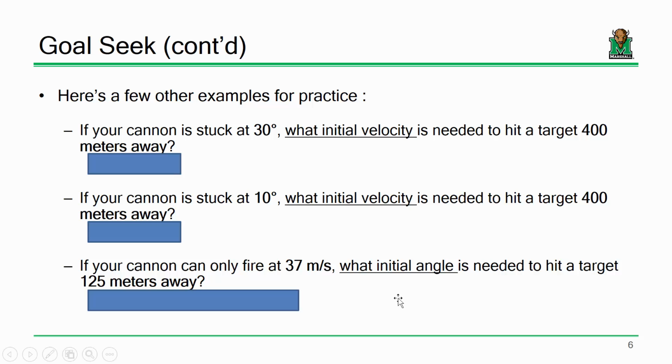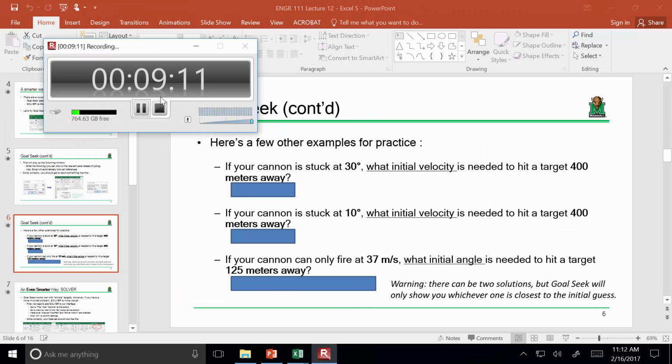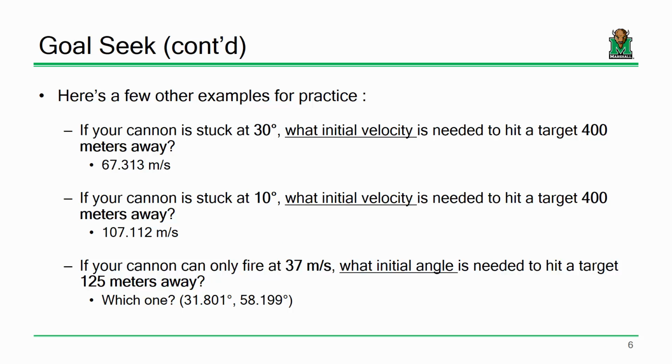All right, so it's 67 meters per second approximately for the first one, 107 for the next. But then there's an interesting quirk with the third question. There are two possible launch angles that will get you the same range of 125 meters. You can either shoot at a steep angle and it will lob it high and then land, or you can shoot at a shallow angle and it'll go at a lower trajectory.